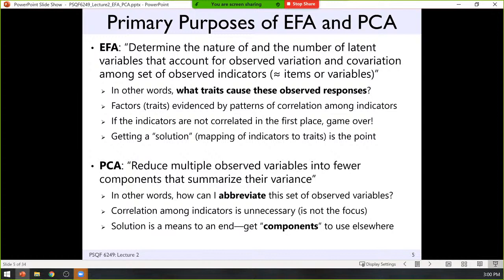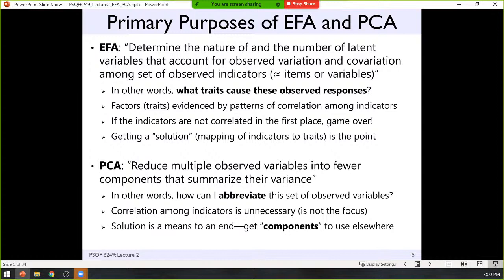So the indicators that go into a component analysis don't have to be related because their correlations aren't the point. Principal component analysis is trying to summarize variances, not covariances. It's trying to abbreviate a set of variables. So I haven't seen a whole lot of PCA in recent literature, with one exception. This tends to be used, I think, relatively frequently in neuroimaging data.